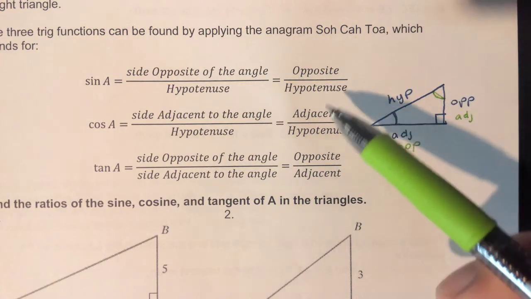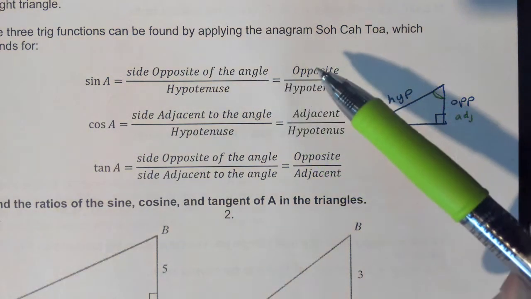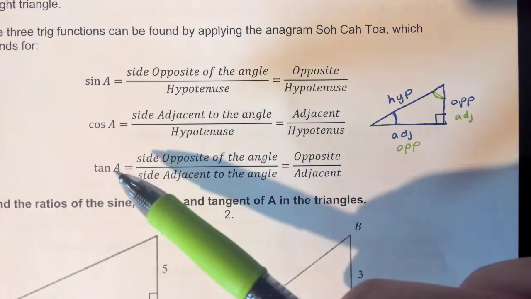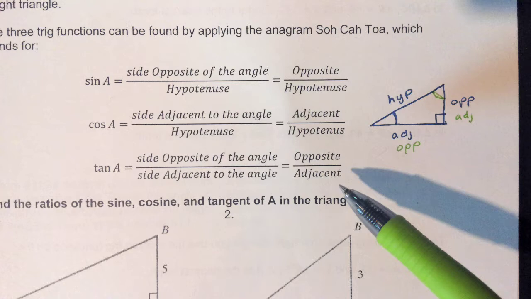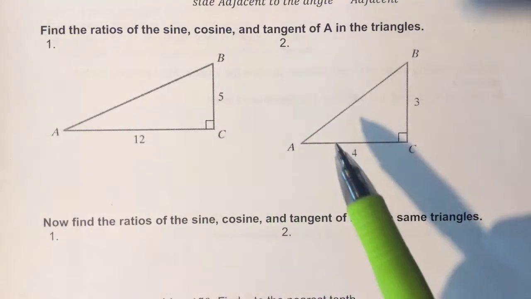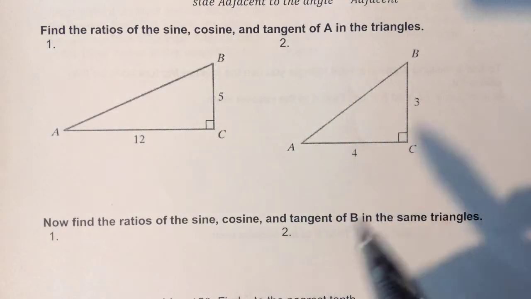So all you've got to do is fill in. If you're talking about sine, it's opposite over hypotenuse. If you're talking about cosine, it's adjacent over hypotenuse. If you're talking about tangent, it is opposite over adjacent. So what we're going to do here is just practice identifying what would be the sine, what would be the cosine, and what would be the tangent.